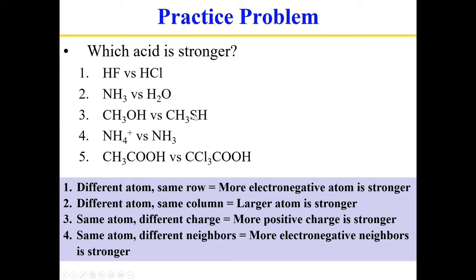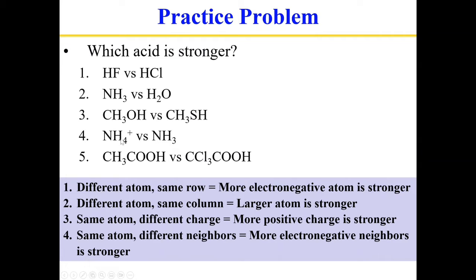Oxygen is more electronegative than sulfur, but this compound is a weaker acid. That's because when you are moving down columns, the larger atom becomes more acidic, and that is independent of electronegativity. Now, the reason for that is not something I'm going to talk about. All right, now let's look at question number 4.